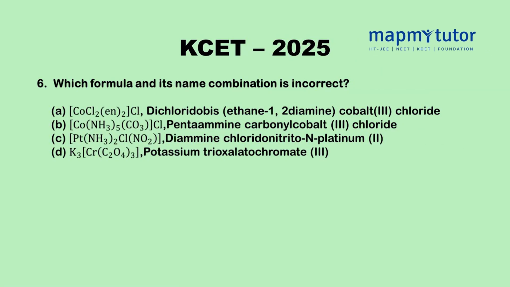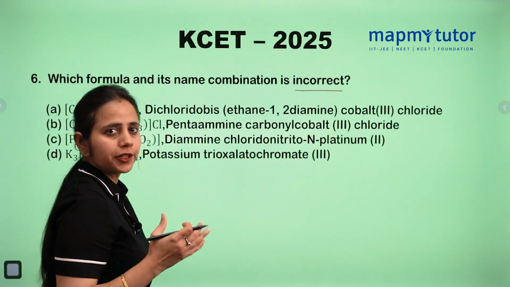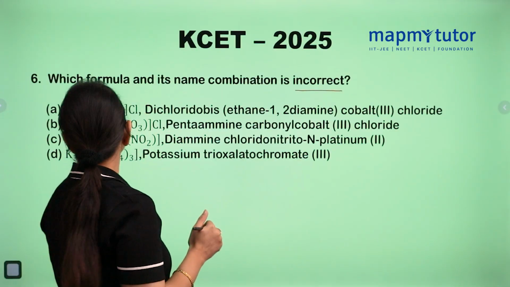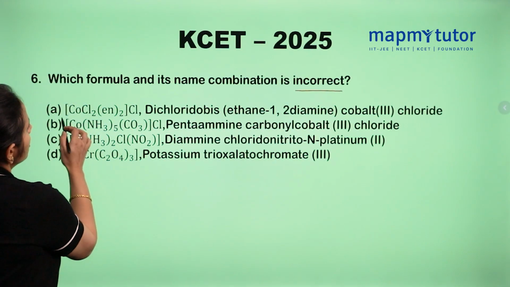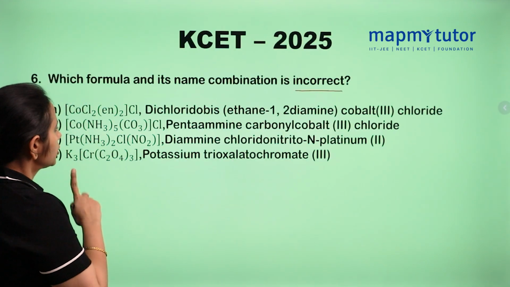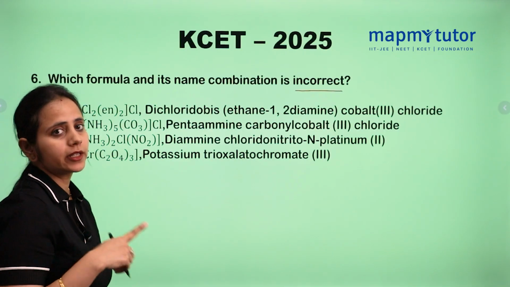Which formula and its name combination is incorrect? We need to tell the incorrect one. Always read the question very carefully, whether they are asking about correct or incorrect. First, we need to tell the IUPAC name of these formulas. For this, we need to start with the ligands first, in alphabetical order.